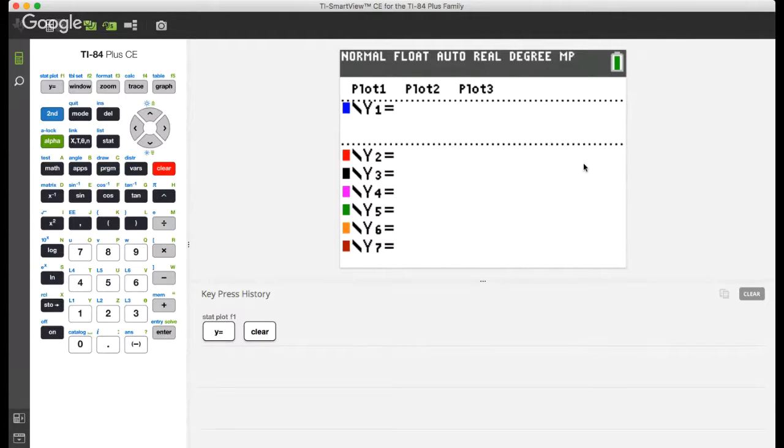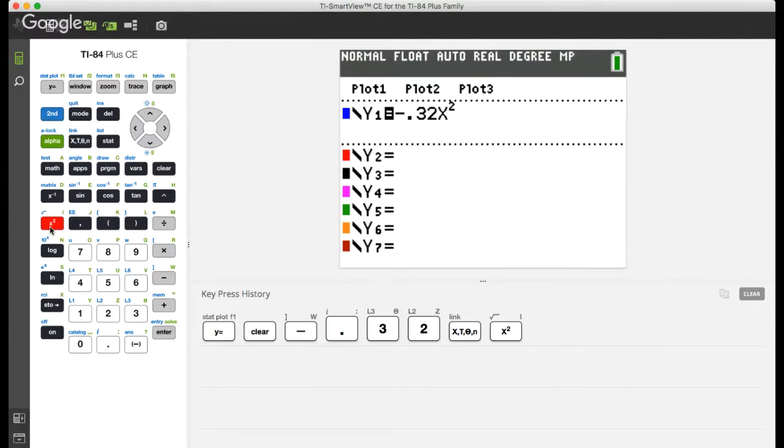So real quick, it says a projectile is fired from a cliff 200 feet above the water. The height of the projectile above the water is given by the following, and this is where we have h of x. H of x, remember, is the height. It's also the y-axis, and you'll see that in just a second. So we're going to go negative 0.32x squared plus x, and then plus 200.